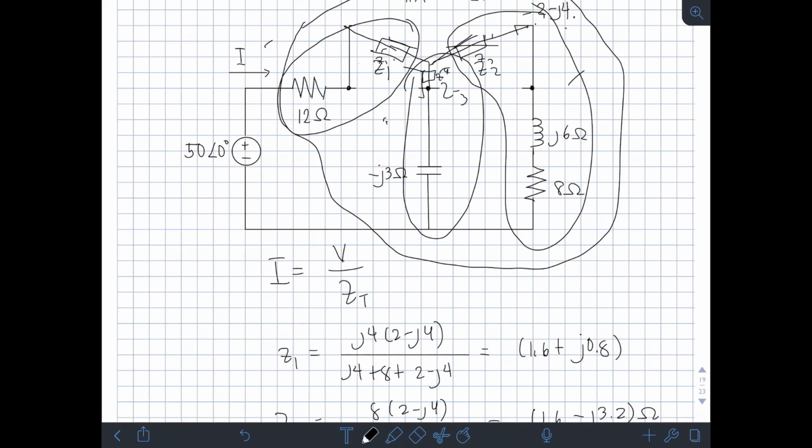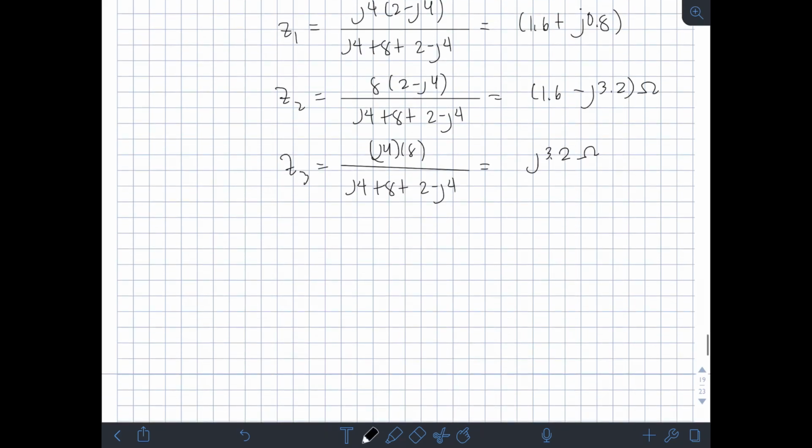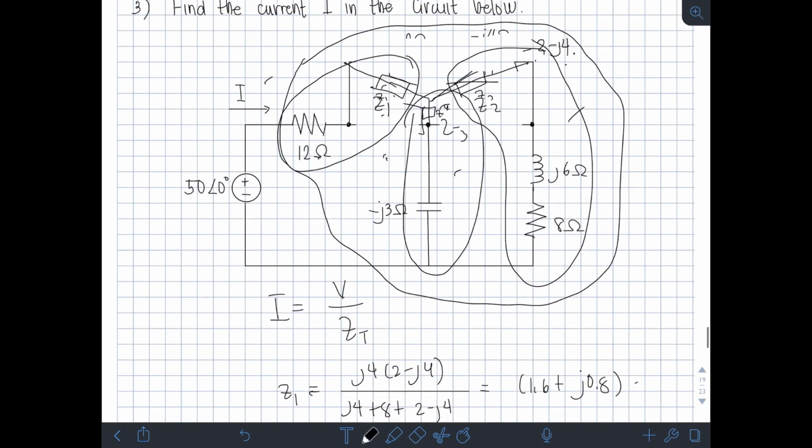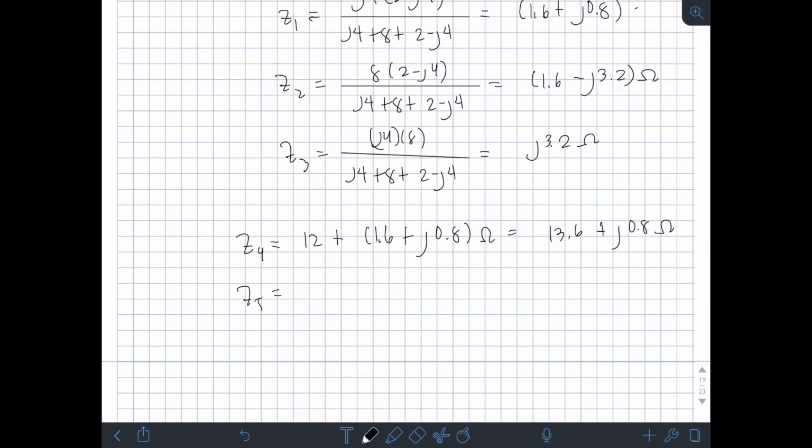So, let's say 12 ohm plus Z1, let's denote it as Z4. So, 12 ohm plus our Z1 from earlier, which is 1.6 plus J times 0.8 ohms. What is the total? So, about 13.6 plus J times 0.8 ohms, right? And then this one, negative J3 ohm plus this Z3. Let's say that is Z5. Negative J3 ohm plus Z3, which is J3.2 ohm. So, they have opposite signs, so it becomes positive 0.2 J ohm.